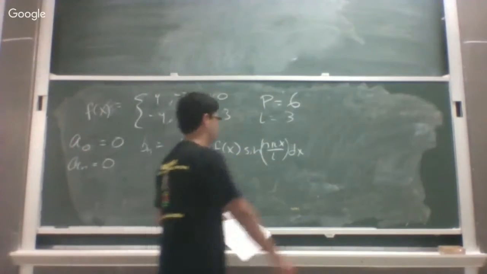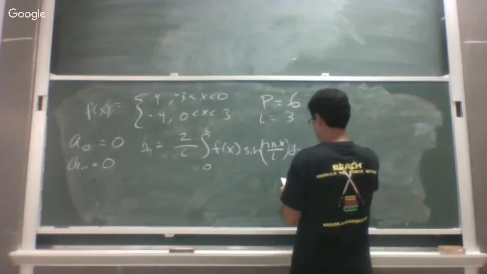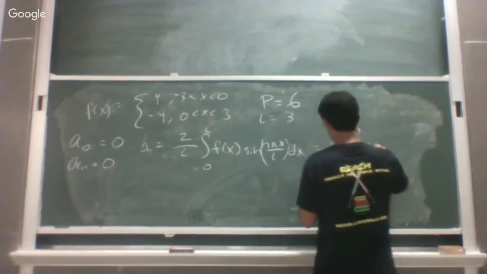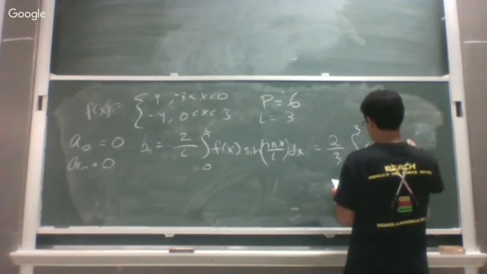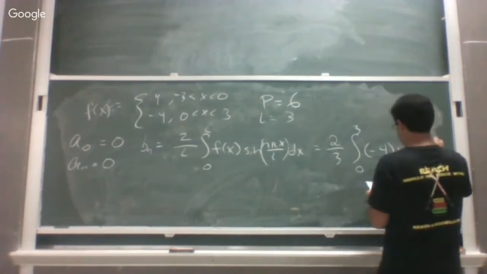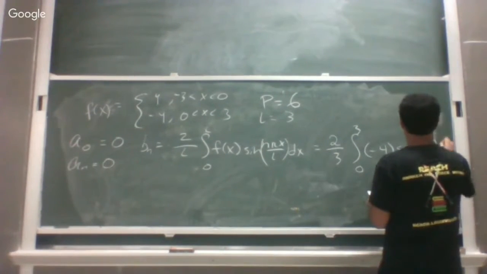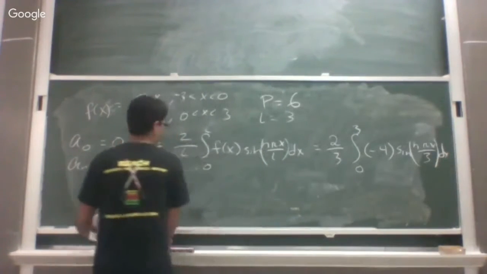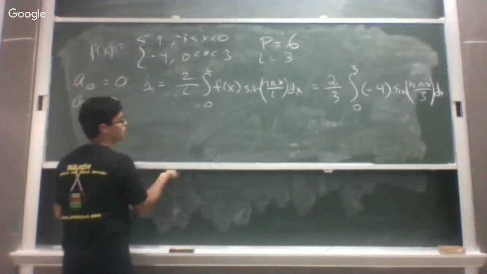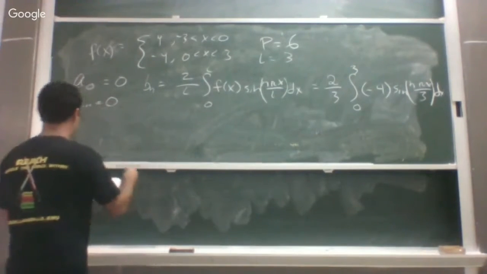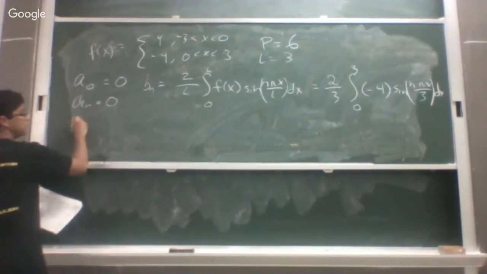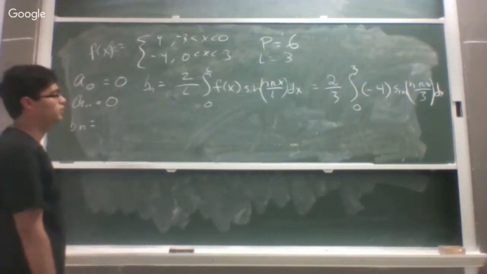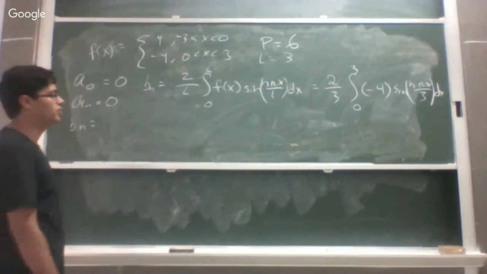Okay. So this is equal to 2 over 3, going from 0 to 3, of f of x being negative 4, sine of n pi x over 3 dx. That's just filling everything in. So simplifying that, we use essentially the u substitution.